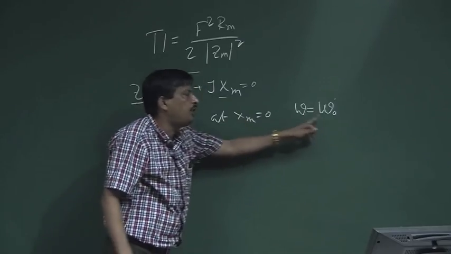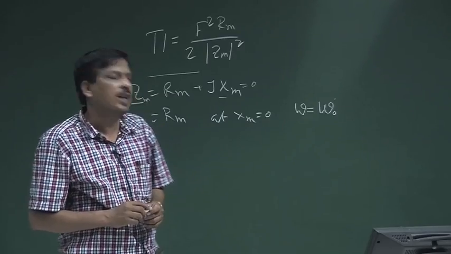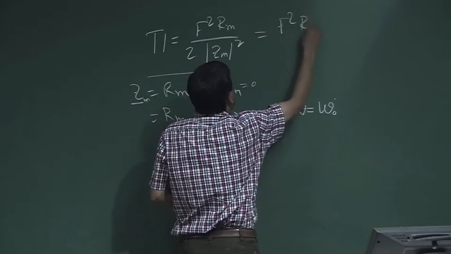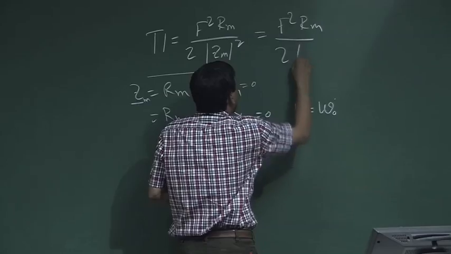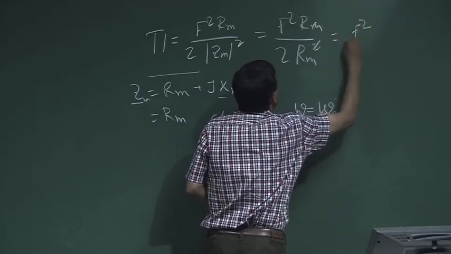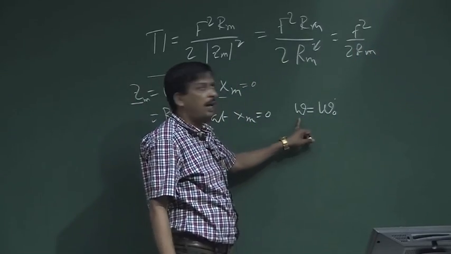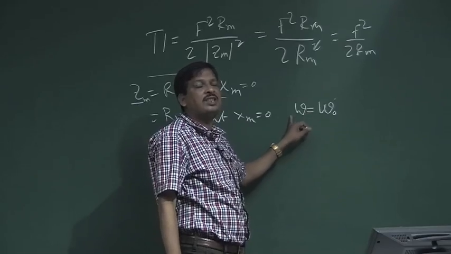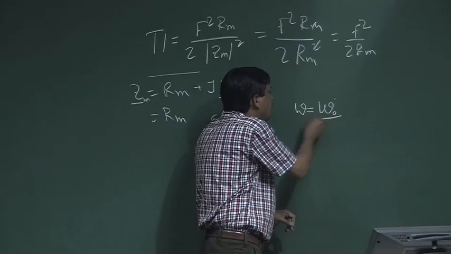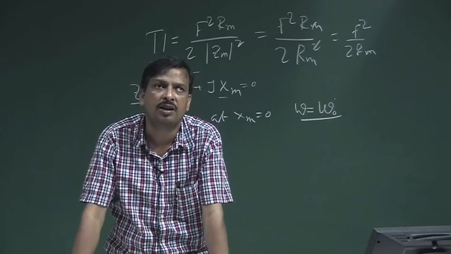Now, if omega is equal to omega 0, this has another name. Then the maximum power is F squared by R_m into 2 R_m squared. So, R_m squared will be cancelled, and F squared by 2 R_m is the maximum power. Now, when the applied force frequency is equal to the natural resonance frequency, mechanical resonance has happened. That phenomenon is called mechanical resonance.